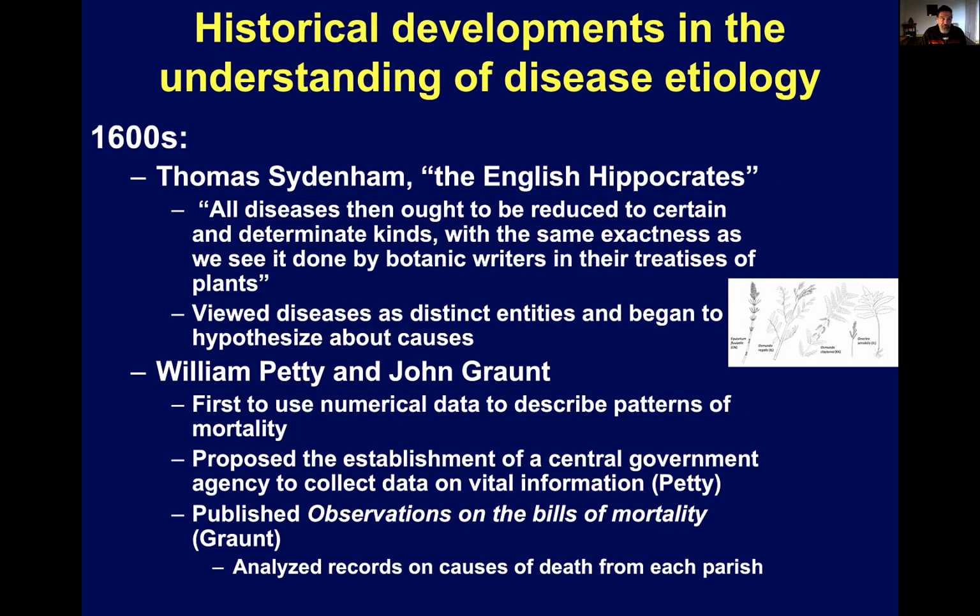In the 1600s, Thomas Sydenham hypothesized or argued that all diseases ought to be reduced to certain and determinate kinds, similar to the way that botanists would do with their treatises of plants. Many of you have probably seen these detailed drawings of plant species that really help distinguish between or help differentiate between one species of plant and another. He thought the same should be true for different diseases.